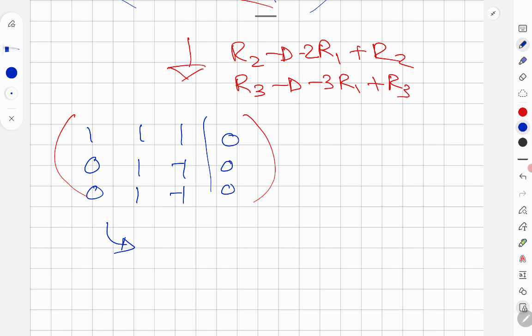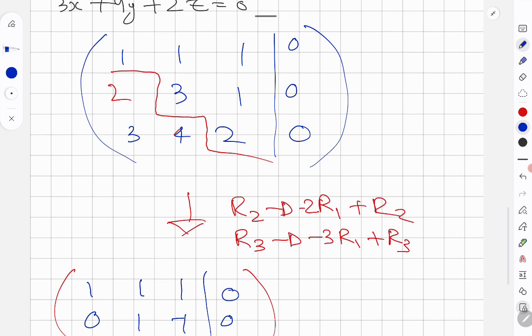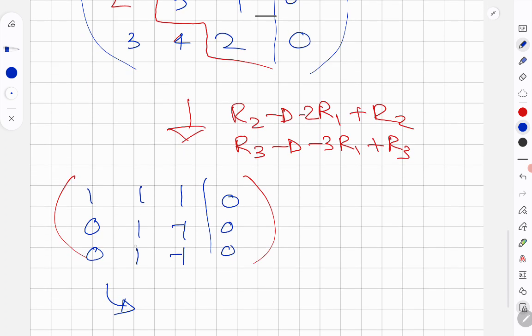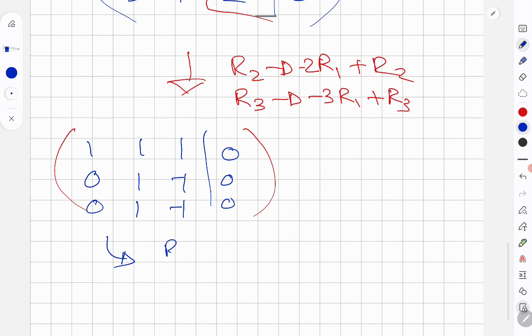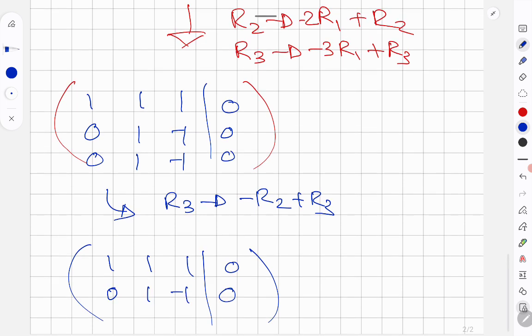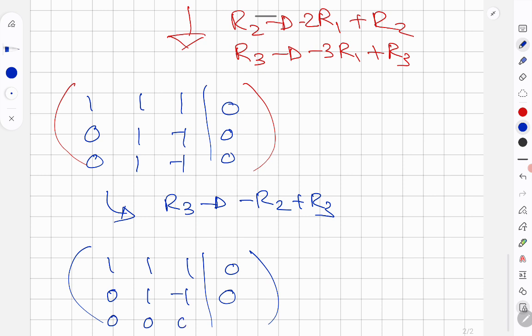Now I can say my next target will be making this one 0, because I want to create the steps. To make this 0, I can multiply by negative 1 and add it. So my r3 will be negative r2 plus r3. So what it will do is 1 1 1, no change in r1, and here you will get 0 1 minus 1, no change in r2, but here 0 0 0 0.